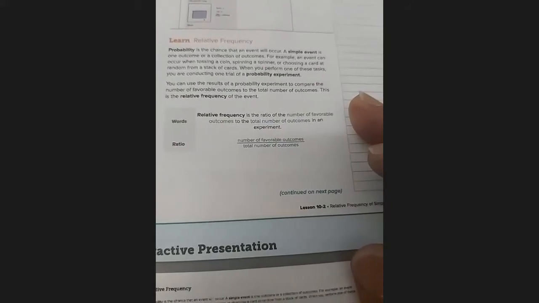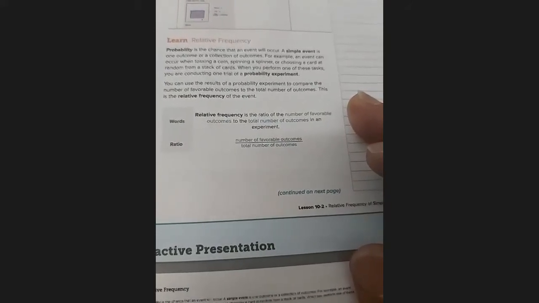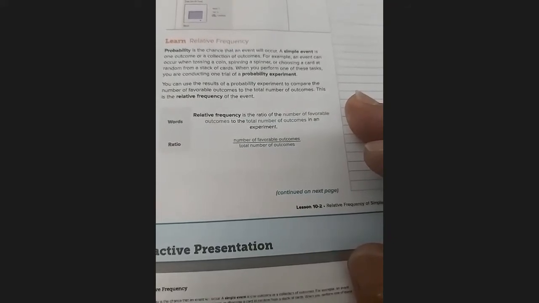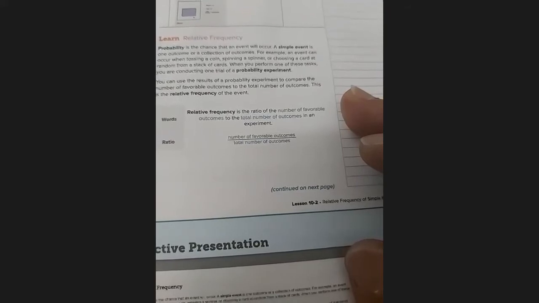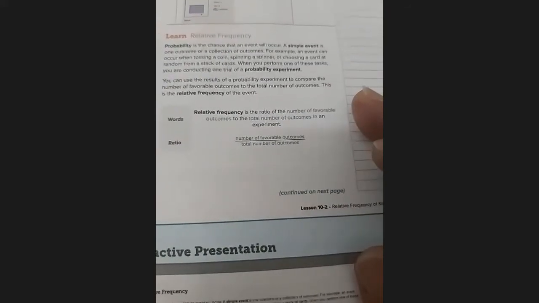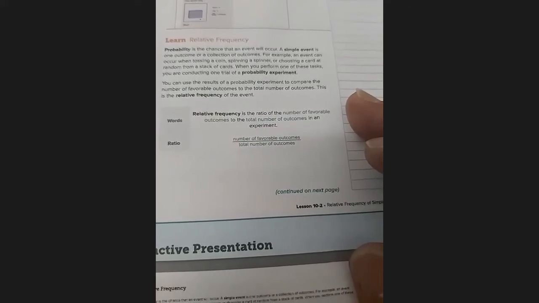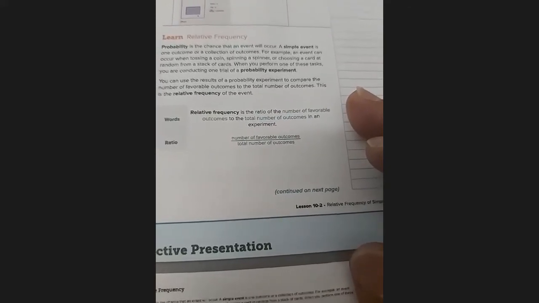Learn relative frequency. Probability is the chance that an event will occur. A simple event is one outcome. Probability is the chance that an event will occur. Will occur. That means it has not happened yet.